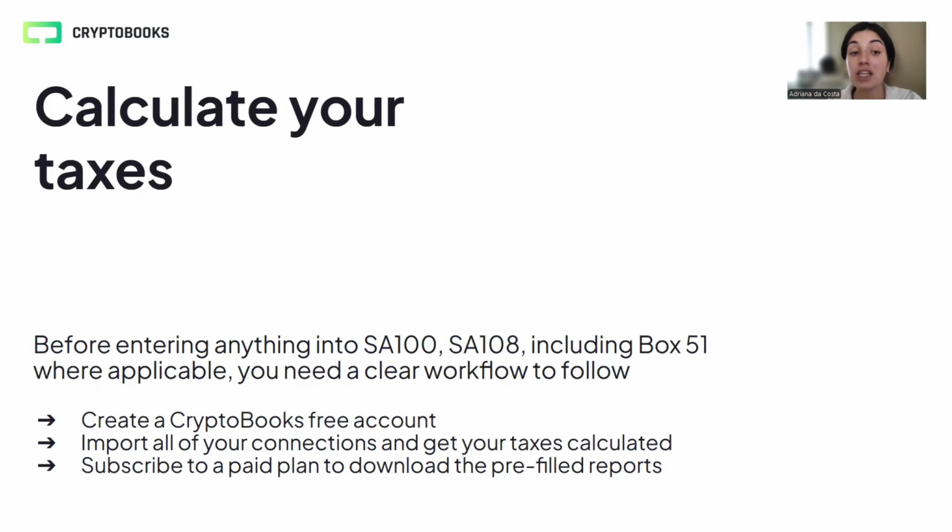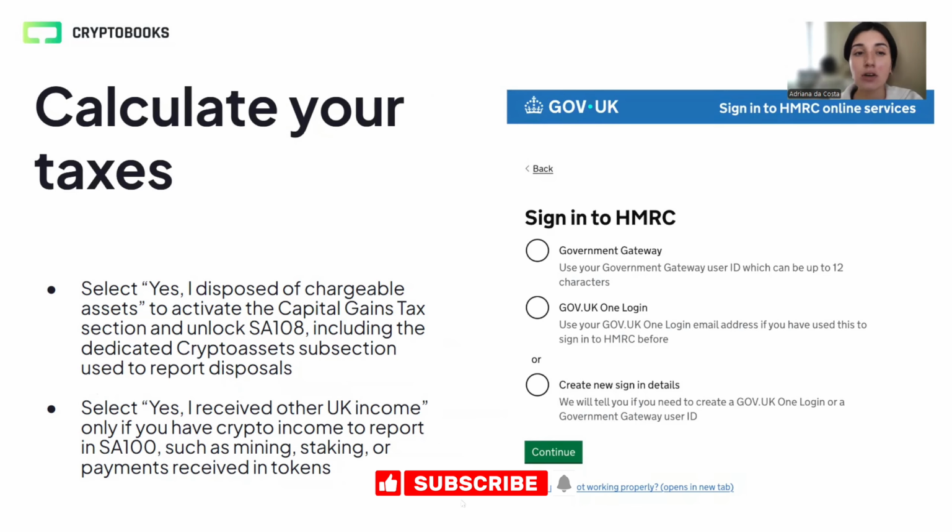Now we move to step 2, setting up the HMRC portal. When you start your return, you will enter a section called Tailor Your Return. Think of this as a filter. HMRC is asking, which pages do you need?